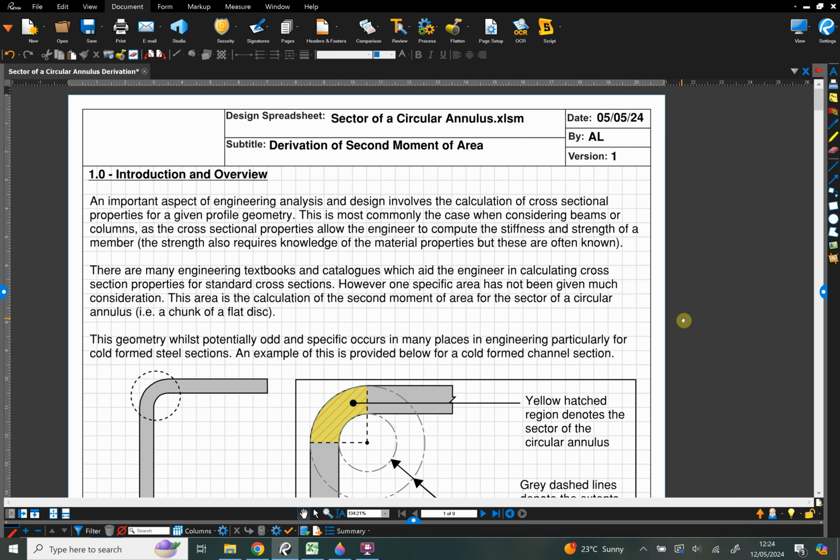Hello and welcome to this short tutorial for working out the second moment of area for the sector of a circular annulus, or as it's also known, a flat disk. As I go through this, I'm just going to refer to the sector of the circular annulus as just the annulus, because it's a bit of a mouthful saying the full thing every single time.